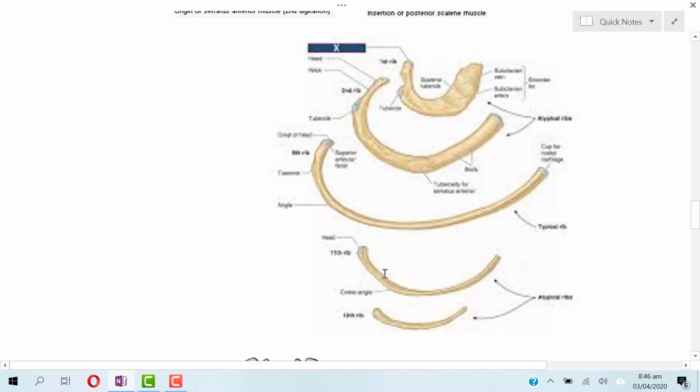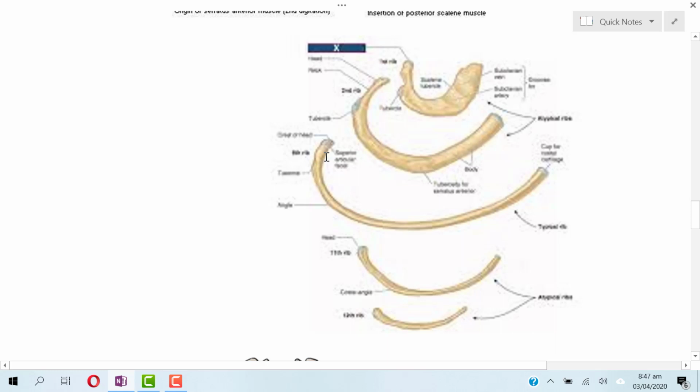From the 10th, then the 11th will become smaller, then the 12th will become smaller still. So this 10th rib is smaller than the 9th rib. Then it has a single facet on the head for the body of the 10th thoracic vertebra. Can you see the head here? Actually, this is the prominent feature of the 10th rib, that normally there are two demifacets on the head of the rib, but this rib will have a single facet. This will be a differentiating point.